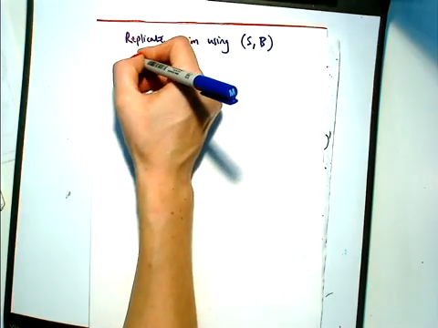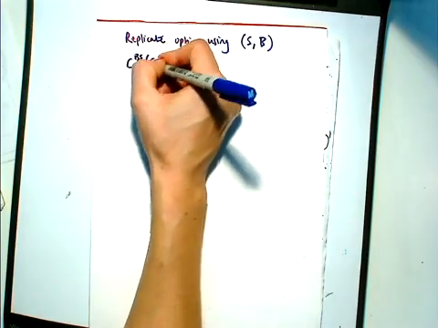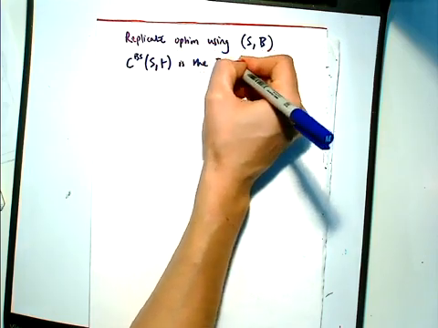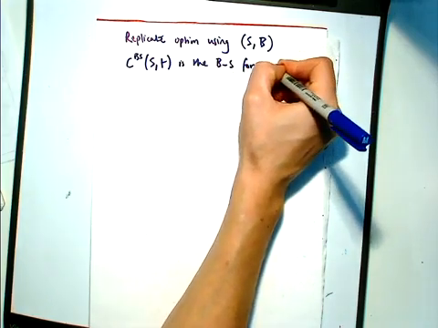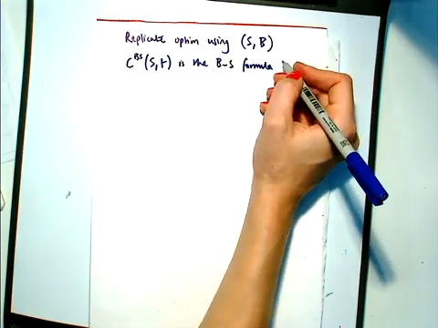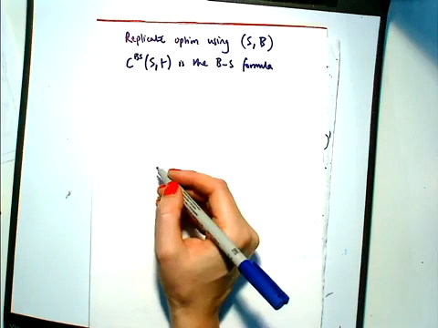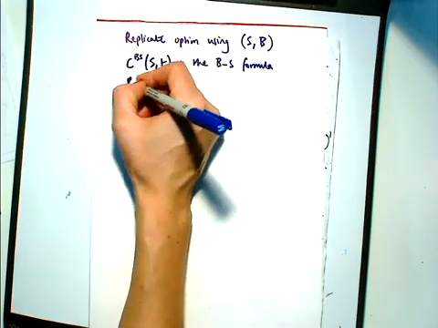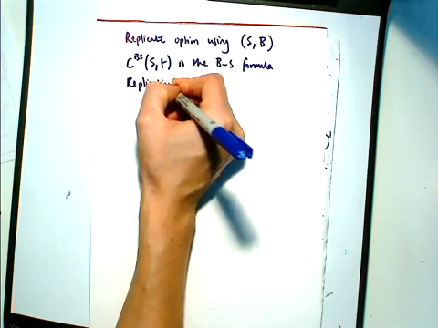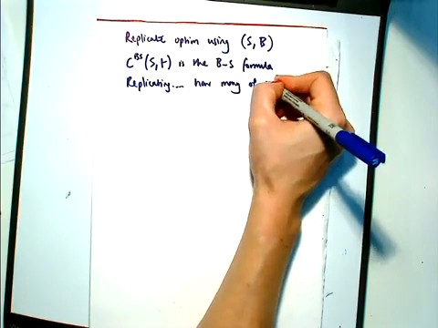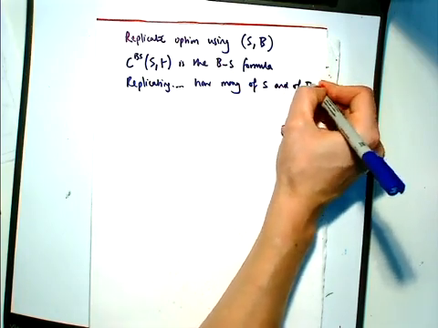Now, we know that C_BS, as a function of stock price and time, is the Black-Scholes formula. Okay? As we've seen on the previous page. And what we're not assuming is that this is the option's price. That's the conclusion of this exercise. So let's decide when we're replicating. Don't forget, our first decision is how many of S and of B.